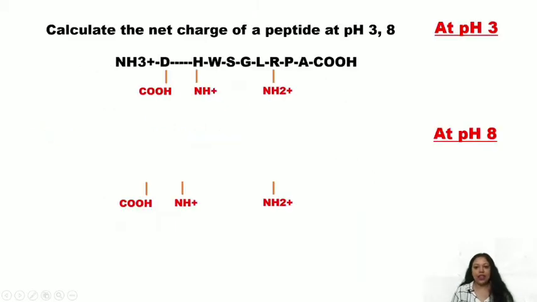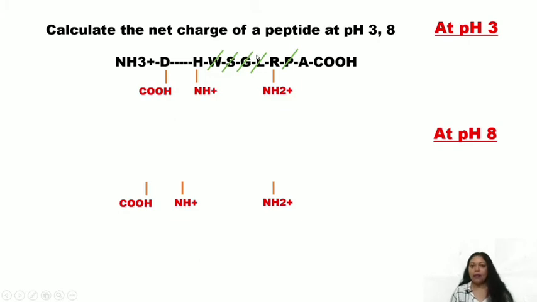Okay. Now we will move towards our next peptide, which is this, and we need to calculate the net charge of the peptide at 2 pHs, pH 3 and pH 8. So you need to know that D is aspartic acid, H is histidine, W tryptophan, serine, glycine, leucine, arginine, proline and alanine. Okay. So the peptide is given, and the first point is to write down the carboxylic and amino terminal ends, and the second point is that we need to cross out those amino acids whose side chains are not ionizable.